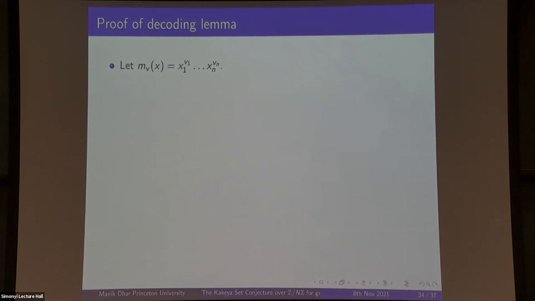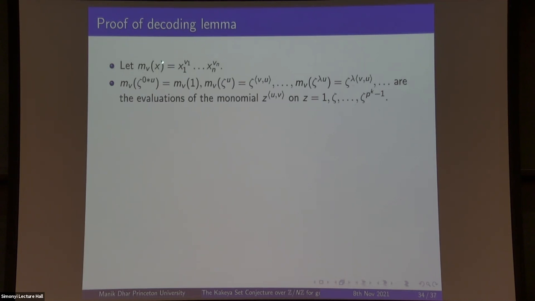Okay. So let's look at the proof. Take a monomial with degrees v1 to vn. Let me first prove the statement for a line passing through the origin, so things will be easier there. Let's look at the evaluations of this monomial on a line passing through the origin. It has direction u, so you have points zeta raised to 0, zeta raised to u, zeta raised to 2u, and so on. As Avi said, evaluating this at zeta raised to u is precisely calculating zeta raised to the inner product of v and u. Or in other words, you could look at a one variable monomial little z raised to the inner product of u and v and evaluate it on 1, zeta, zeta square, up to zeta raised to p^k minus 1.